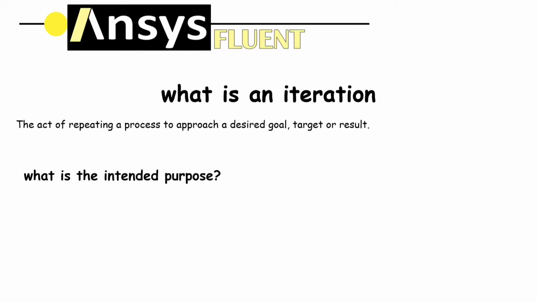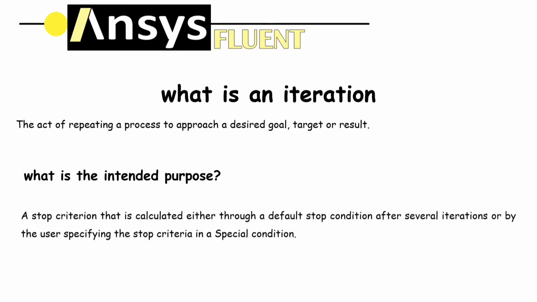Now the question may arise for you, what is the intended purpose? It is the accuracy that the researcher has defined based on the number of decimal places. Because the target must be a kind of stop criterion, CFD software provides a stop criterion that is calculated either through a default stop condition after several iterations or by the user specifying the stop criteria in a special condition.